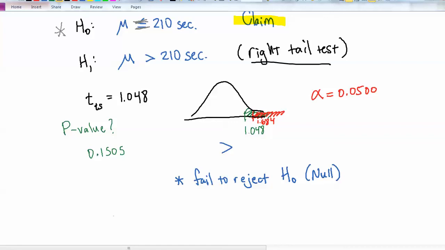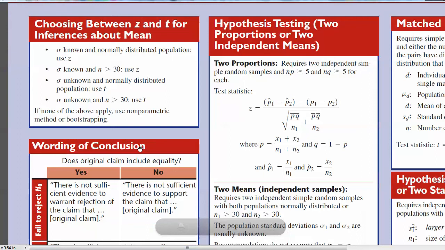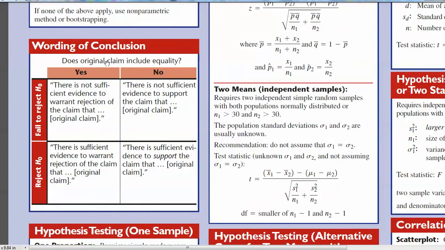So I can use the chart for my final wording, or I can just remember from maybe the table. Let's look at both. Does the original claim include the equality? Yes. So I'm going up and down this column. Did we reject the null? No, we failed to reject the null. So there's not sufficient evidence to warrant rejection of the claim that. That's not saying that we support it. It's just saying that we are not going to reject the claim that, and then whatever we had said.